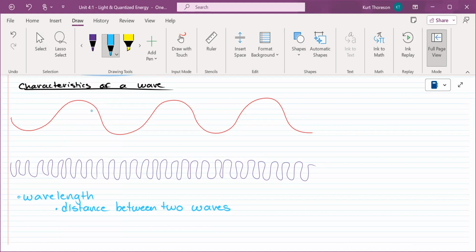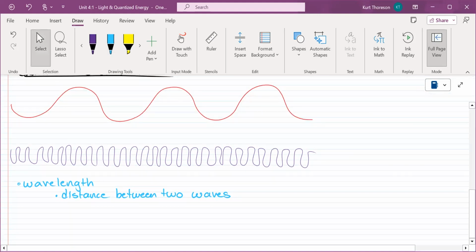Now think back to Unit 1, metric system, the SI system. What does the majority of the world use to measure distance and length? Meters. That's right. So this is going to be measured in meters or centimeters or nanometers, something meters.